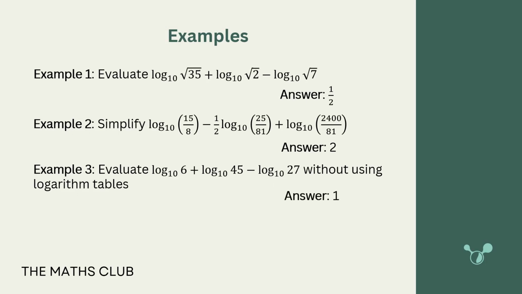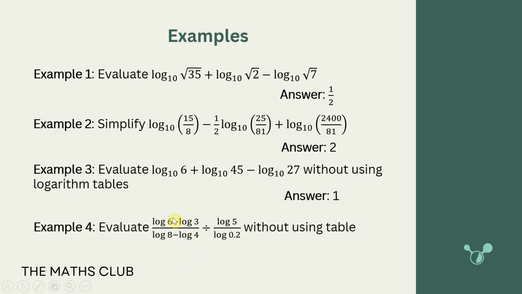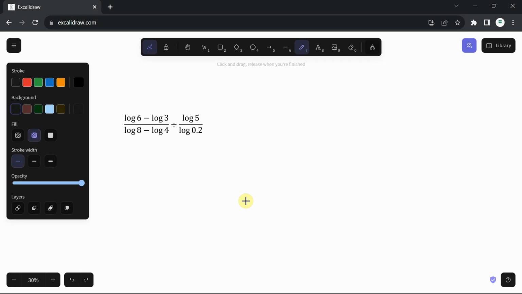Great, so correct. And the last question says that we should evaluate log 6 minus log 3 all over log 8 minus log 4 divided by log 5 divided by log 0.2 without using table. So how can we solve this? We're not told the base. Whenever we're not given the base, we can assume that the base will be base 10. So let's solve this.